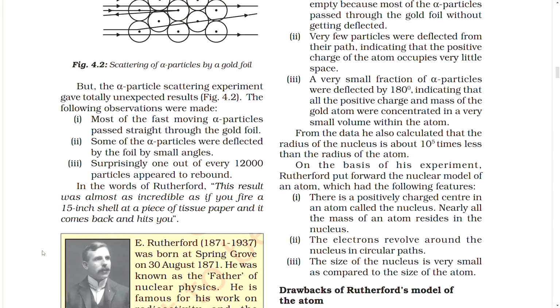On the basis of his experiment, Rutherford put forward the nuclear model of an atom, which had the following features. 1. There is a positively charged center in an atom called the nucleus. Nearly all the mass of an atom resides in the nucleus. 2. The electrons revolve around the nucleus in circular paths. 3. The size of the nucleus is very small as compared to the size of the atom.